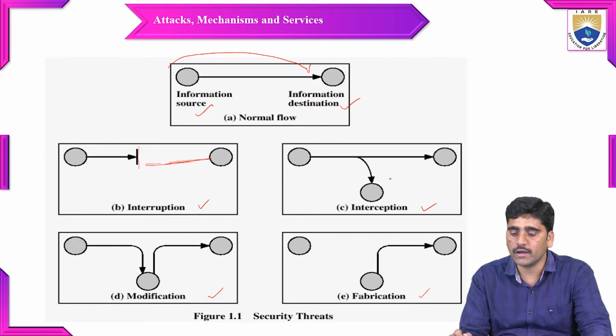The second one is interception. In interception, the attacker interferes, takes the channel and accesses the information, and the data is then delivered to the destination. He is not going to modify the data. He just observes the data, how the data is transferred to the destination.